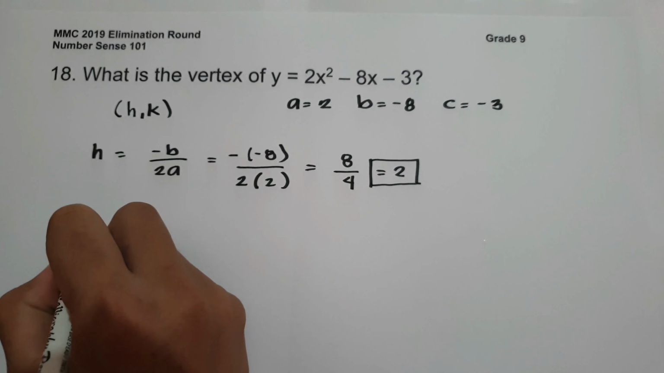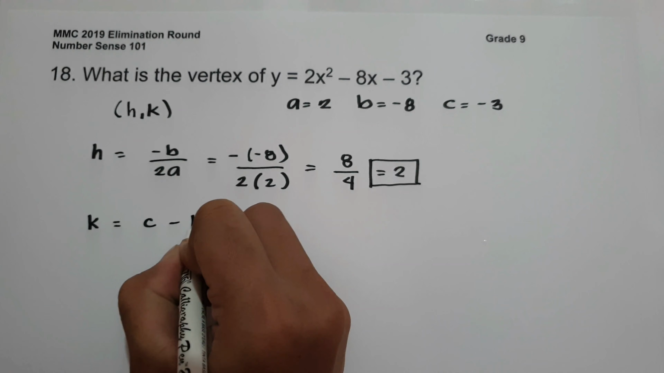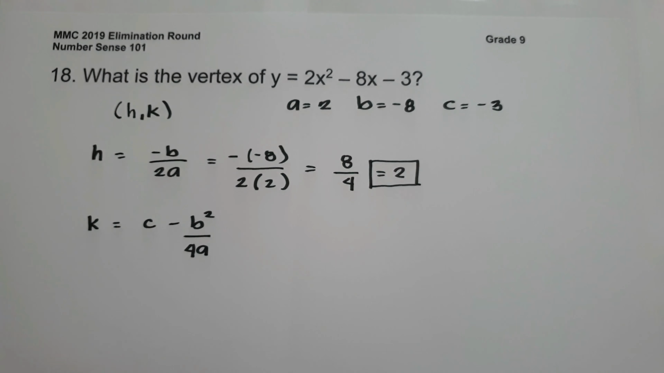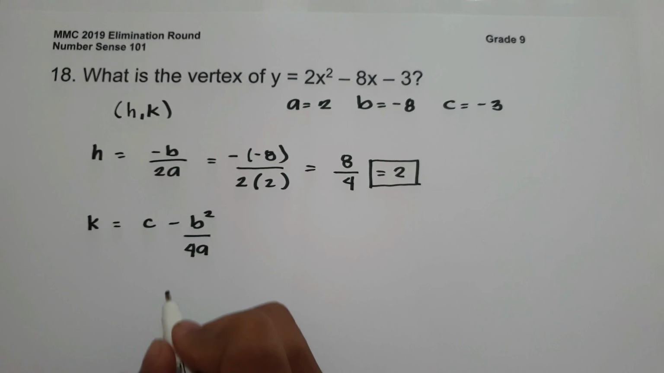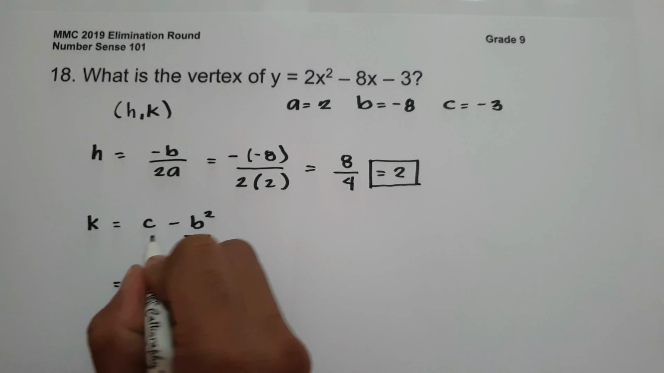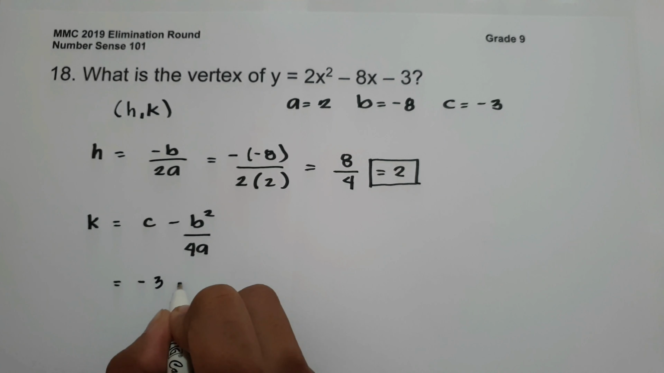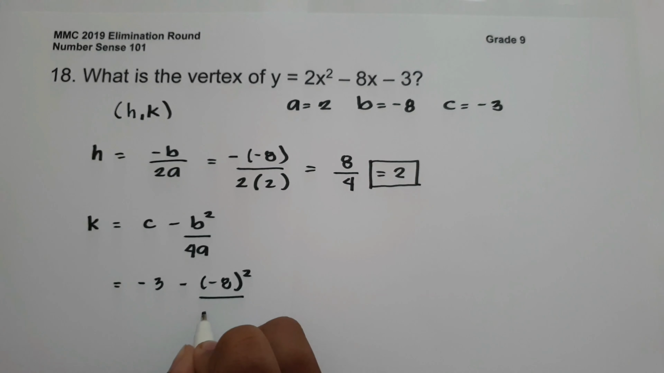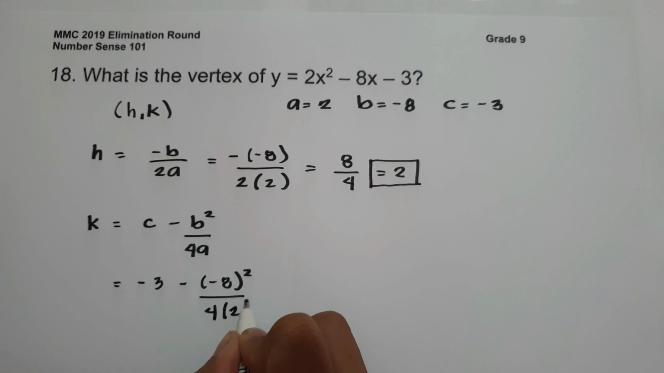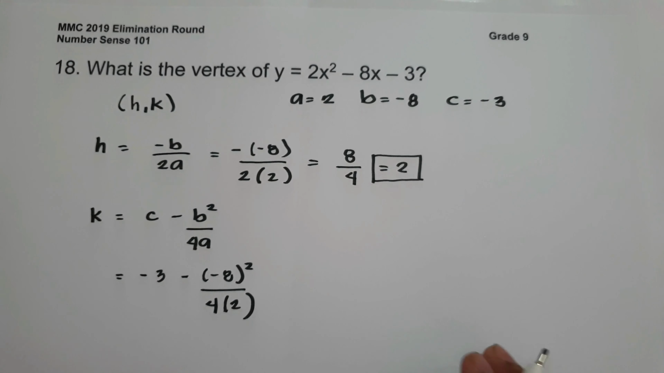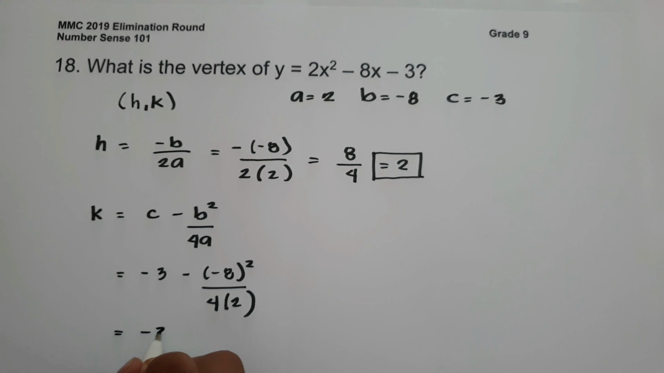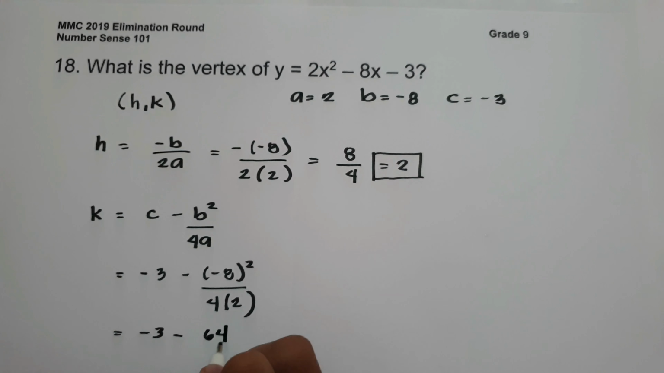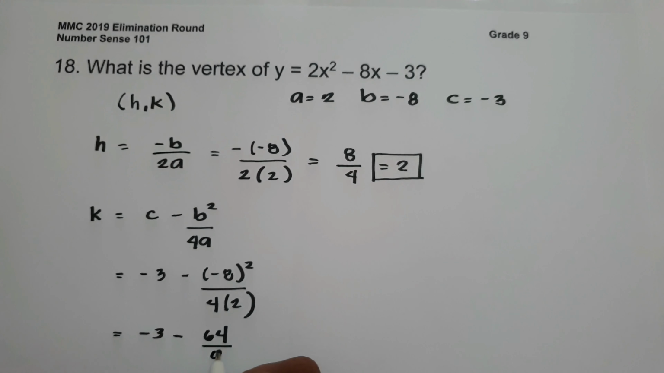To find the value of k, I'm going to use c minus b squared over 4a. Instead of using 4ac minus b squared over 4a, I'm going to use this formula. So the value of c, that is negative 3, minus b, that is negative 8, squared over 4 times the value of a, that is 2. Let us write negative 3 minus negative 8 squared, that is 64, divided by 4 times 2, that is 8.